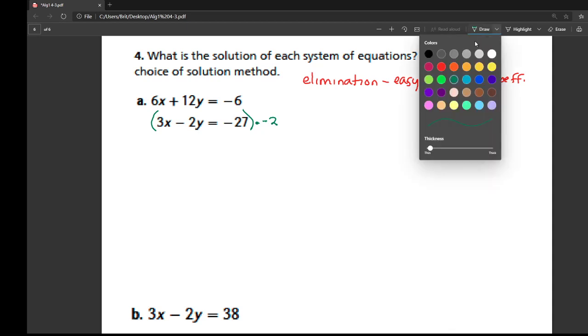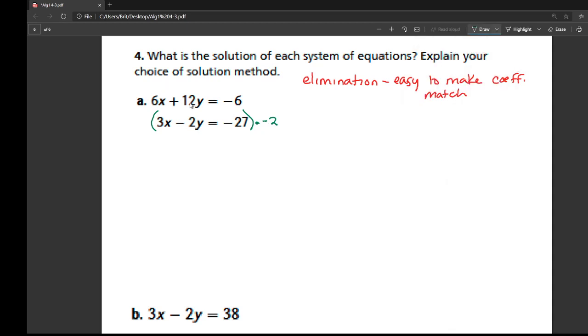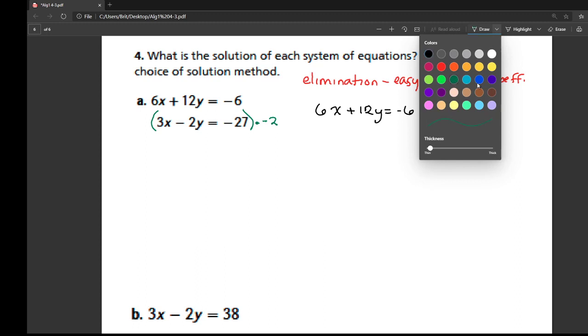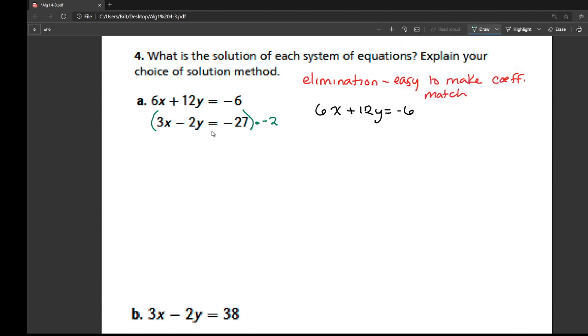Okay? So the first equation isn't changing. It stays as 6x plus 12y equals -6. But the second equation, I'm timesing everything by -2. So 3x times -2 is -6x. -2y times -2 is a positive 4y. And -27 times -2 is a positive 54.